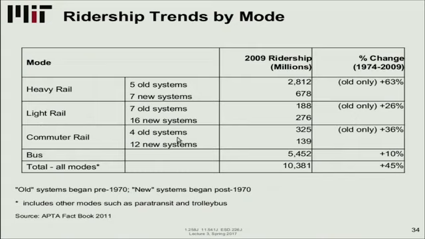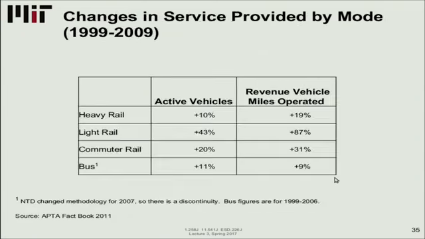Commuter rail, 4 old, 12 new, same idea. The older systems grew by 36%. The 12 new systems carried much less than the 4 old systems. And here's for bus, we had 5.4 billion. It grew 10%. So that's just giving you an idea of how heavily the systems are being used.